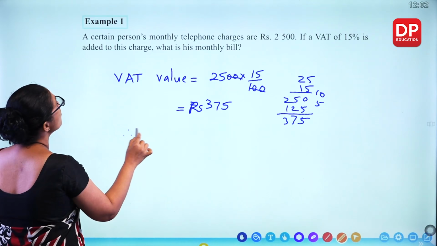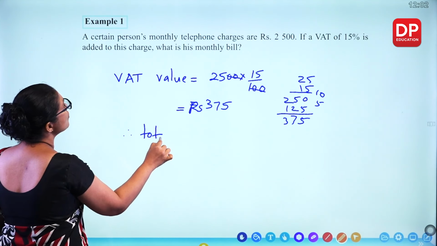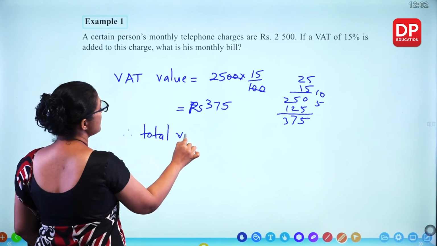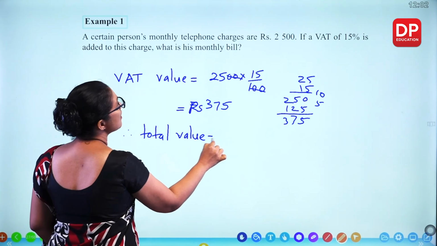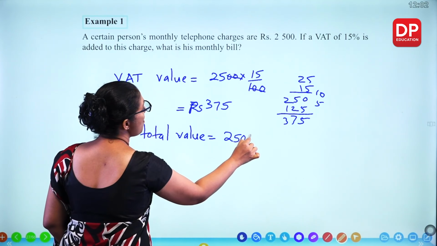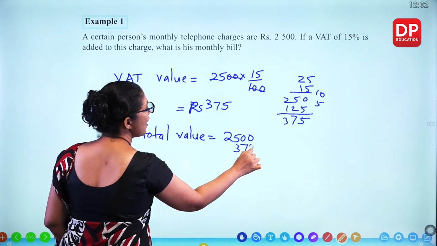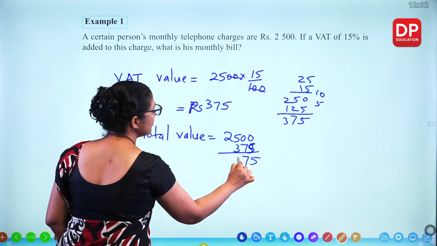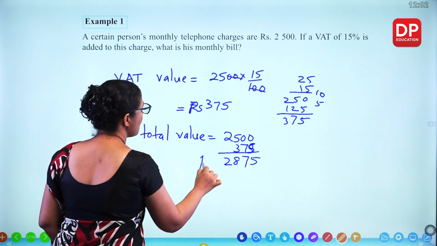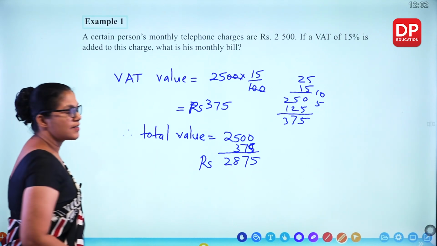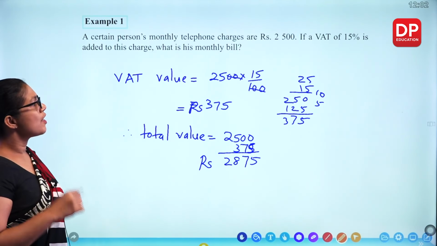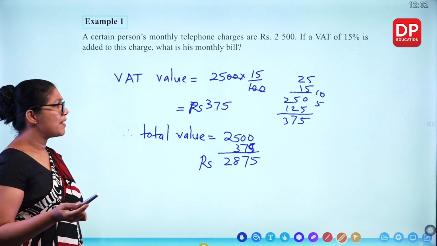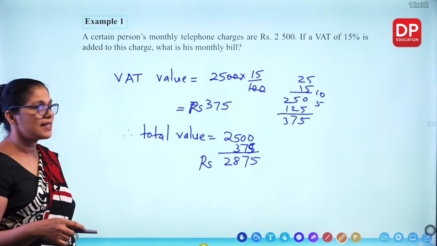So what's the total value? Total value is the amount charged plus the VAT value. So you have to pay 2,875 rupees. Now we'll do the other method. Straight away you can find.